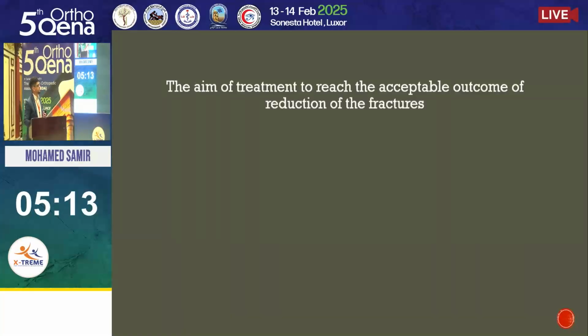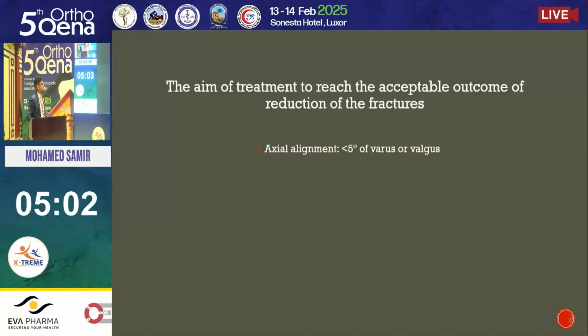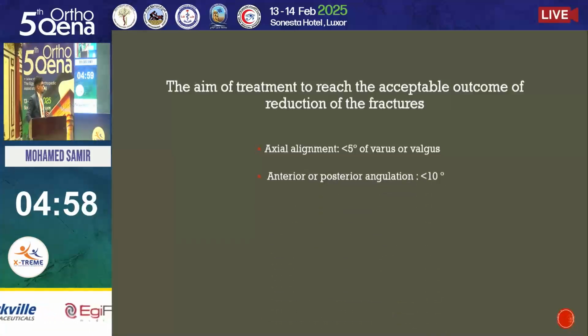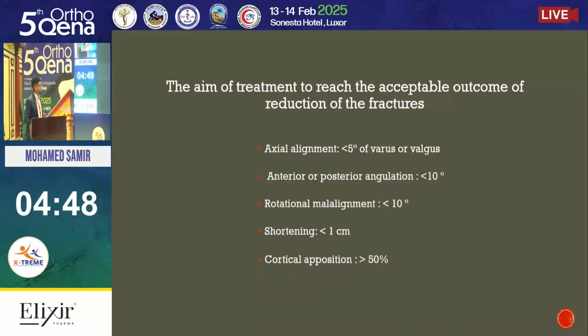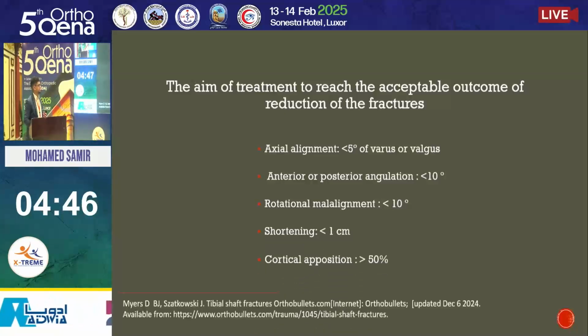The aim of treatment is to reach an acceptable reduction of the fracture, which is axial alignment less than 5 degrees varus or valgus, anterior or posterior angulation less than 10, rotational malalignment less than 10, shortening less than 1 cm, and cortical opposition more than 50.